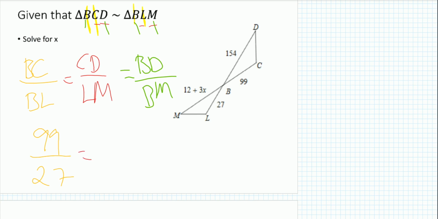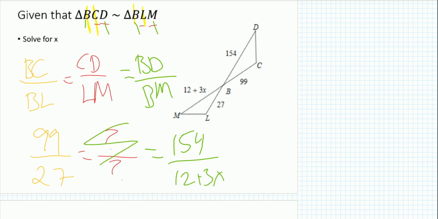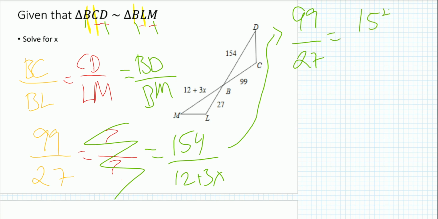CD is equal to, we have no idea. ML, same thing. So already, I hope you can tell that's the fraction that we're basically not going to be using. BD is equal to 154, and then finally BM is equal to 12 plus 3x. So I can't use this one, it doesn't help me. So then I basically end up with this right here: 99 over 27 equals 154 over 12 plus 3x.